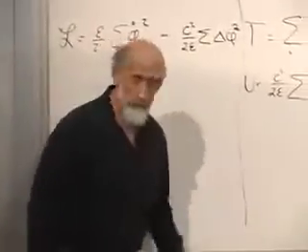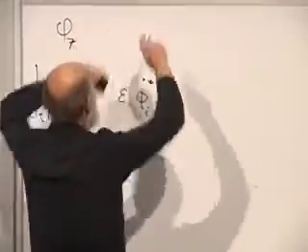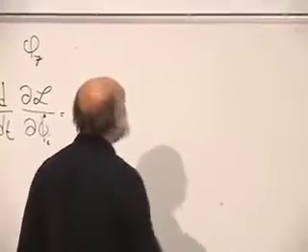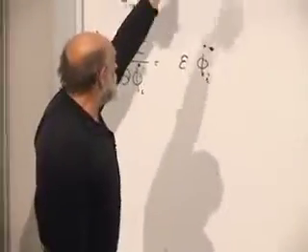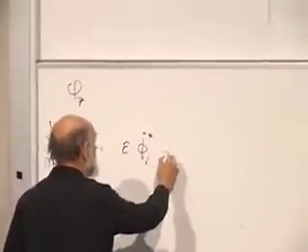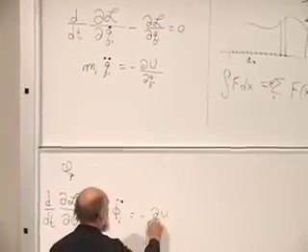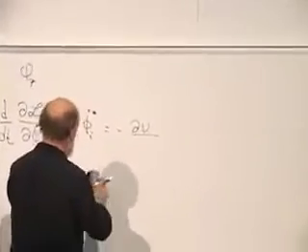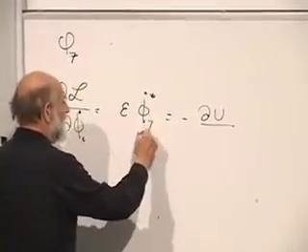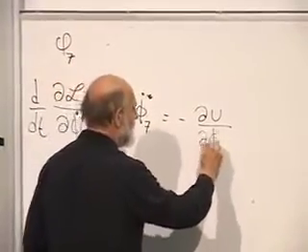All right, now let's focus on the potential term. We have to compute the right-hand side, minus dU by d phi 7.